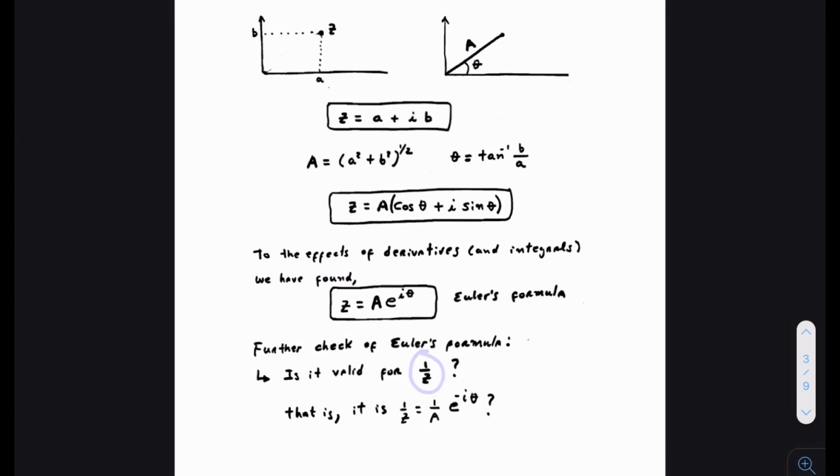Now, if this form of Euler's formula holds, we can ask, what is 1 by z, the reciprocal of the complex number? If Euler's formula holds and this form of the complex number is actually true, then the reciprocal should be 1 by a e to the power minus i theta, isn't it?